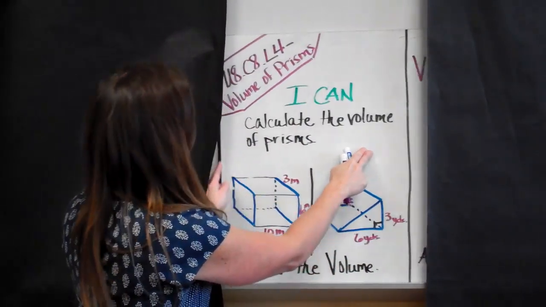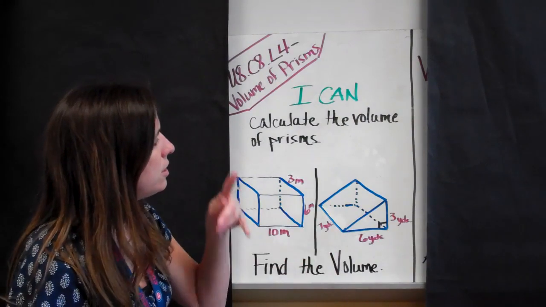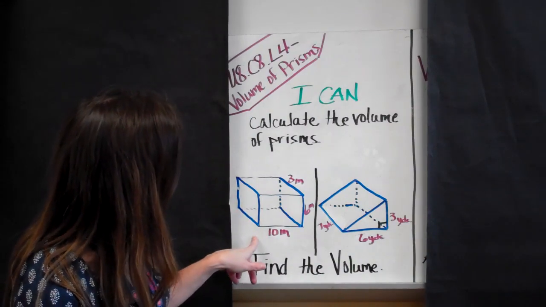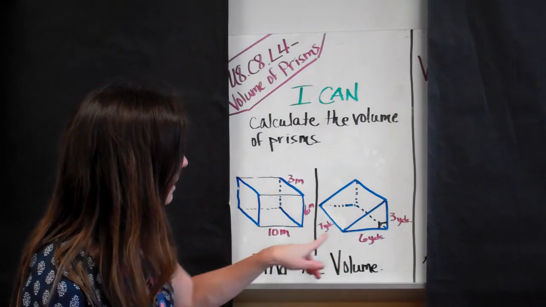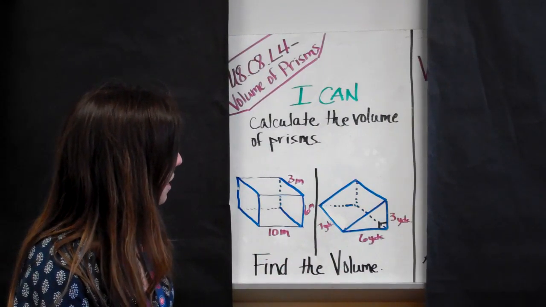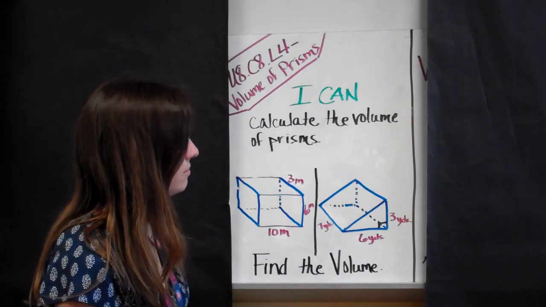Because this is review, this is kind of quick, so we want you to try these 2 problems using what you just saw or thinking back to last year. I have a prism on the left and a prism on the right. I'm not going to say any names because I want you to figure that out. Look at the dimensions and figure out how you would then find the volume using the formula area of the base times the height. Good luck.